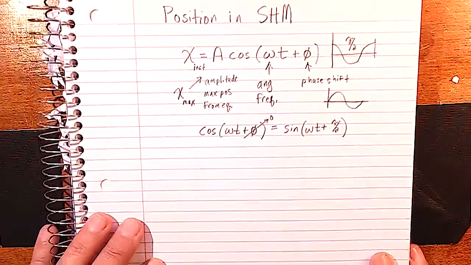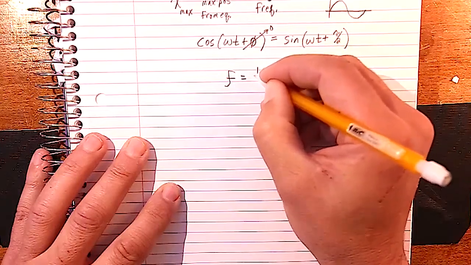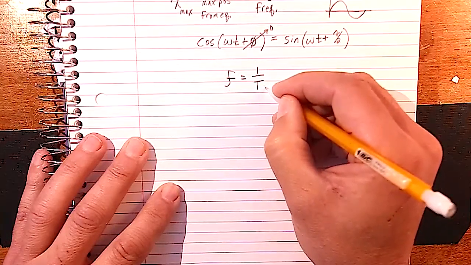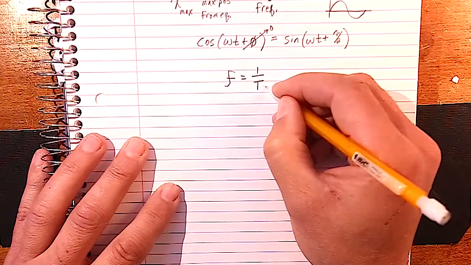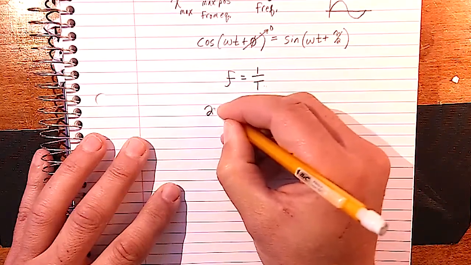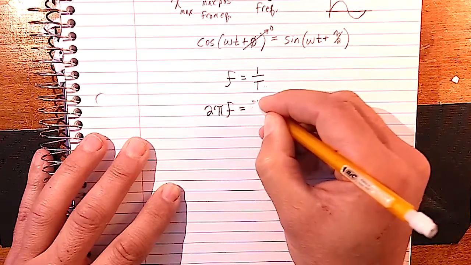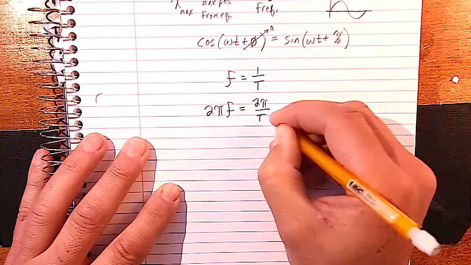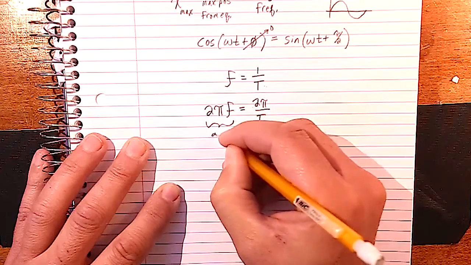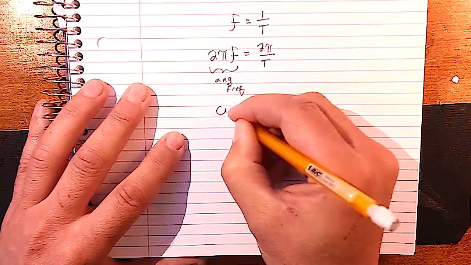Now, we learned before in the earlier videos that f is equal to 1 over T. That's the frequency, and that's the period, the time for it to travel one full cycle, one full oscillation. Well, if we multiply both sides by 2 pi, we get 2 pi f is equal to 2 pi over T. And we call this 2 pi f the angular frequency. So that symbol is omega.